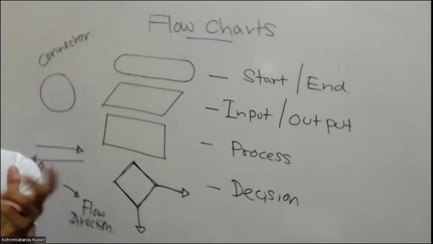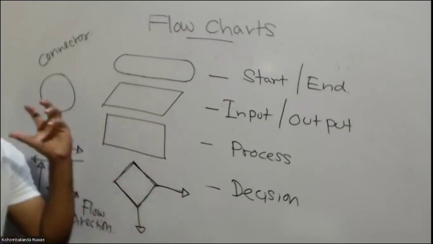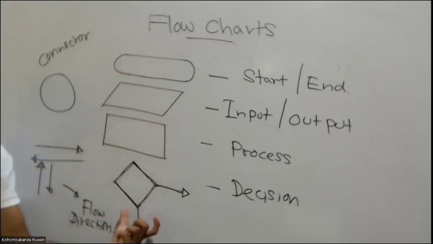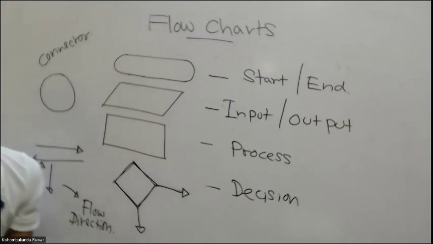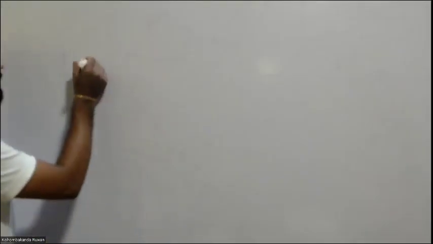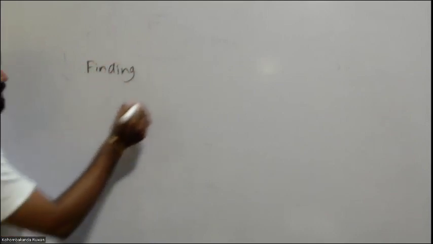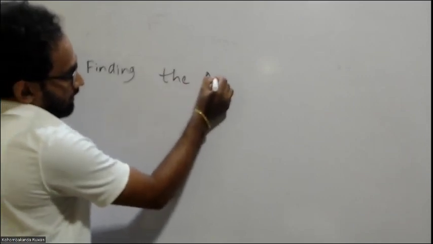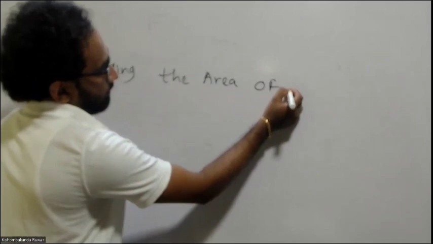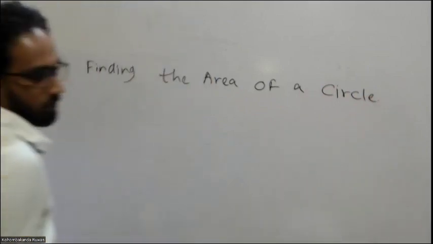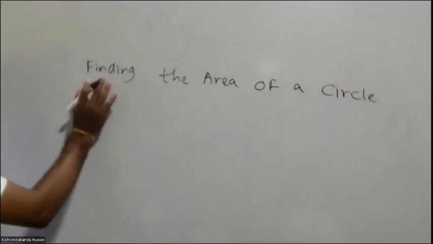According to the algorithm, we have to draw some flowcharts. First, try to draw this one, right? Then we will discuss an example, finding the area of a circle. Right? Question is finding the area of a circle.